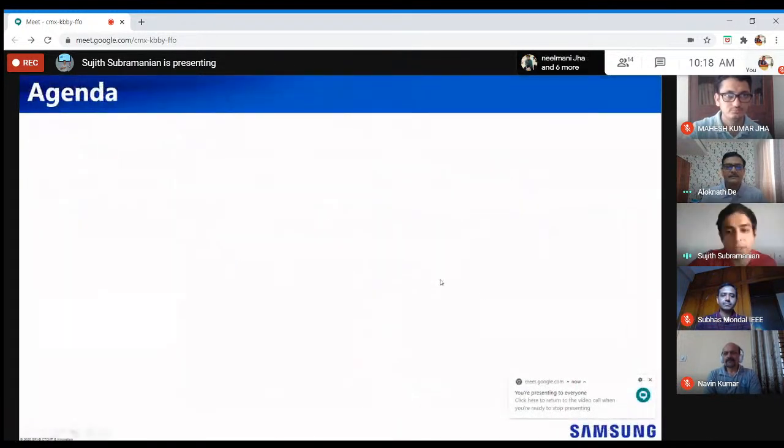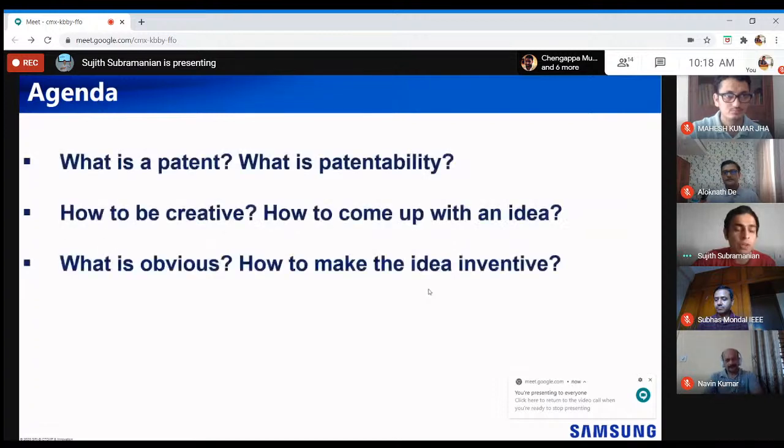Thank you, Dr. Alok, for setting the tone and giving a flavor of what is going to happen in the next 1 hour and more. To go through the agenda quickly, we'll be seeing what is a patent. We have heard a little bit about the word patent, but what is a patent? We've also heard about protecting inventions. What kind of inventions can become a patent? What is patentability?